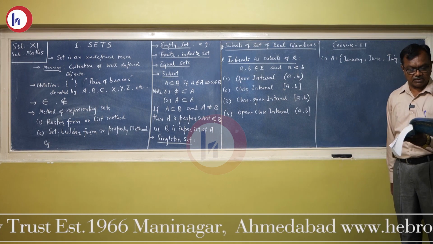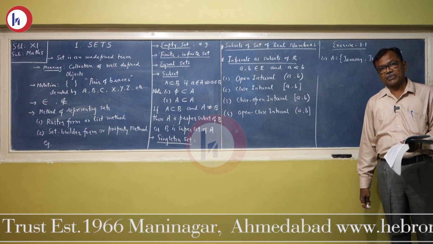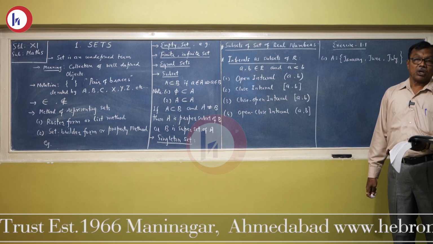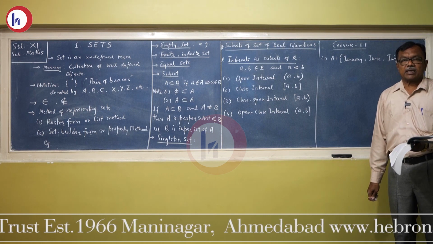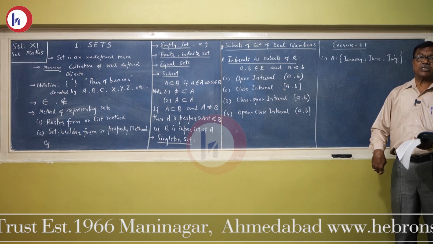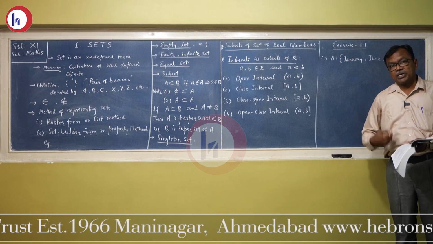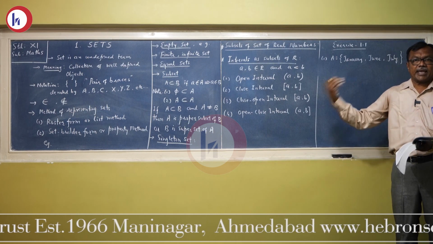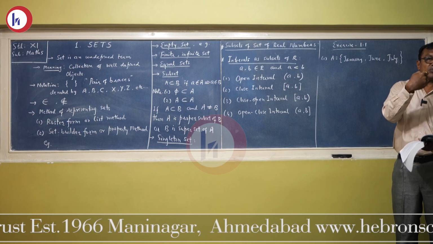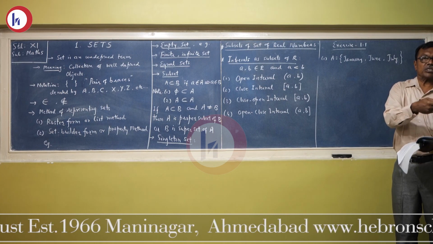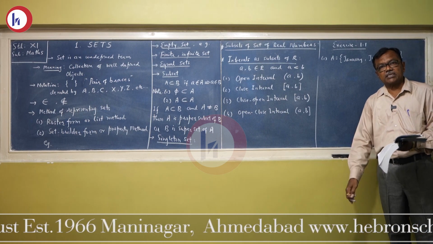Let us see the second example. Collection of 10 most talented writers of India. There are so many writers in India, but we cannot judge who is more talented. Suppose according to me person X is a talented writer, in the opinion of another person, he or she may not be a talented writer. And therefore, you cannot consider this as a set.